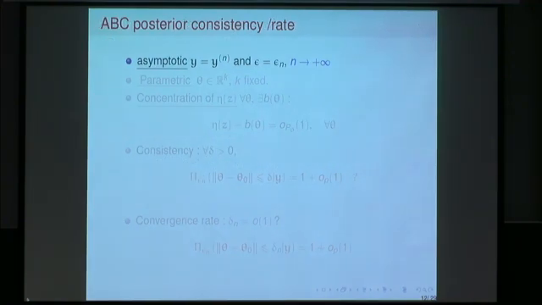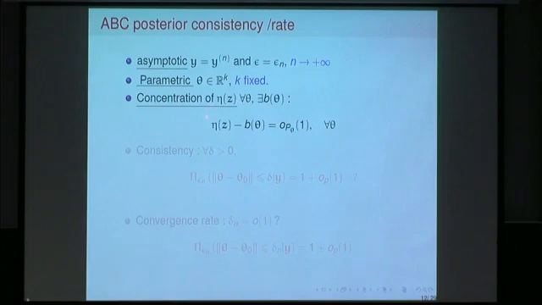So the asymptotic framework. So now you have y that's indexed by n because you have some information that's going to go to infinity. And we're going to assume that the threshold is small. And what does it mean to be small? It means I'm going to assume that epsilon n goes to 0 at some rate when n goes to infinity. So I have a parametric model, so the dimension of my parameter is fixed.